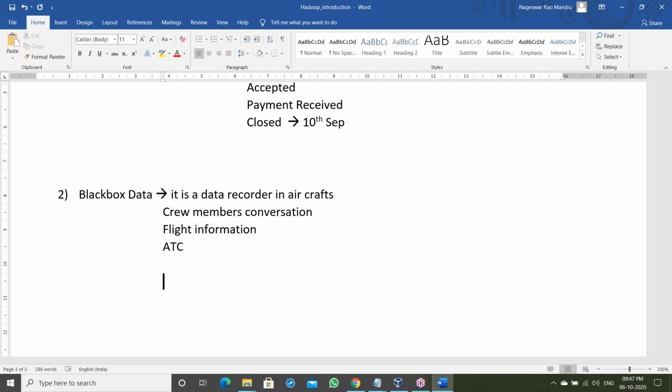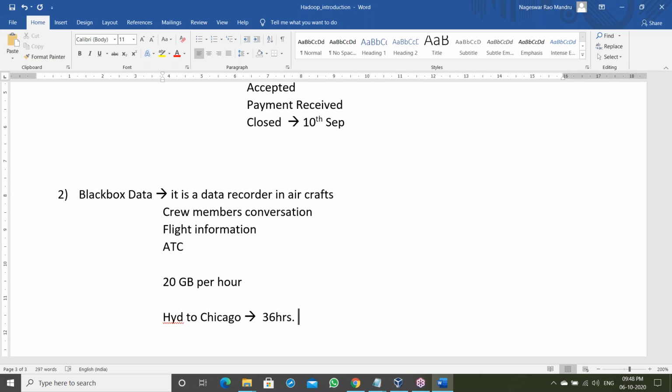Now this black box generates 20 GB of data per hour. Next, in one travel, how much data is generated? For example, Hyderabad to Chicago. Yes, every year we travel on-site, our on-site work, Hyderabad to Chicago. This takes almost 36 hours.